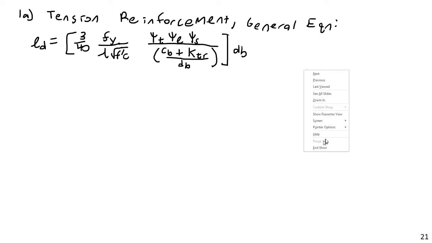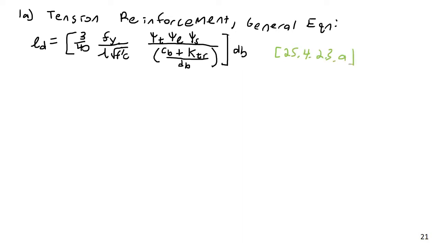And the equation number on this, I'm going to try to do a good job here of citing all my equations. This is equation 25.4.2.3a in the ACI manual. Okay, so what is all this nonsense?